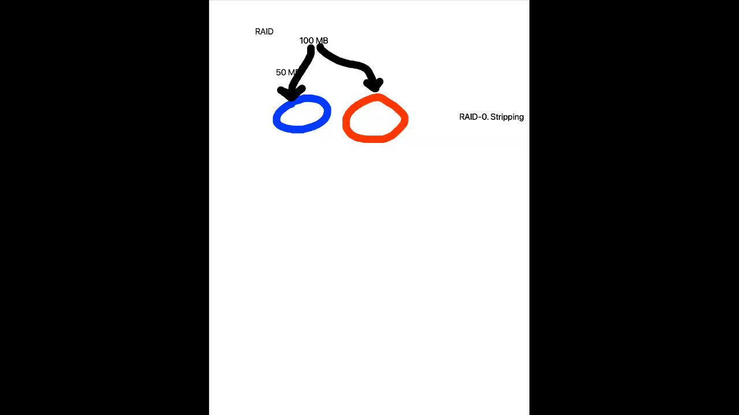Advantage I just mentioned is read write speed, but disadvantage is if either of the disk failed, entire data fails. Because actually data is spread. Okay, this is called as a RAID 0. Now next one is called as RAID 1, and that is called as mirroring.